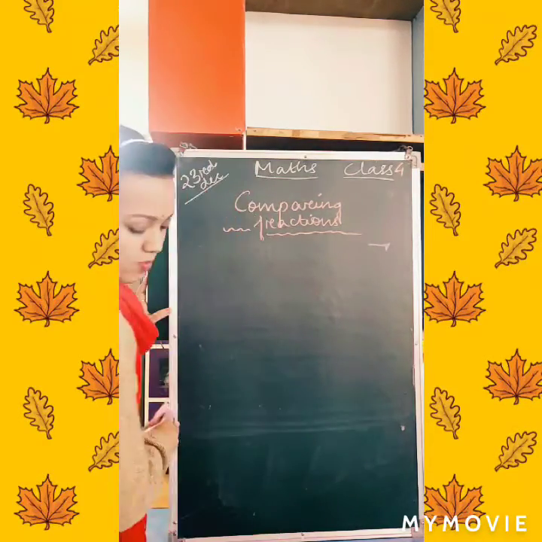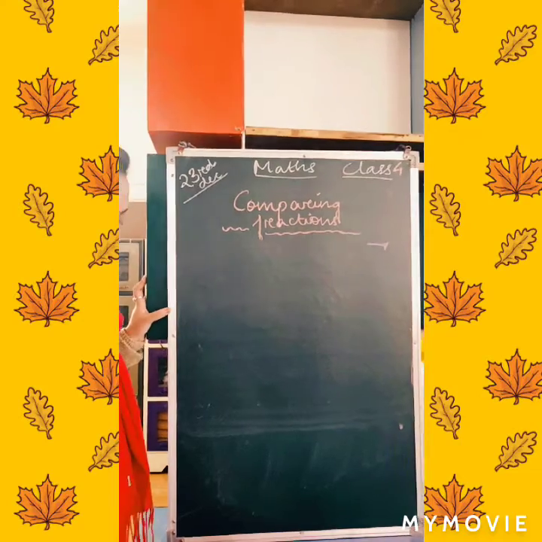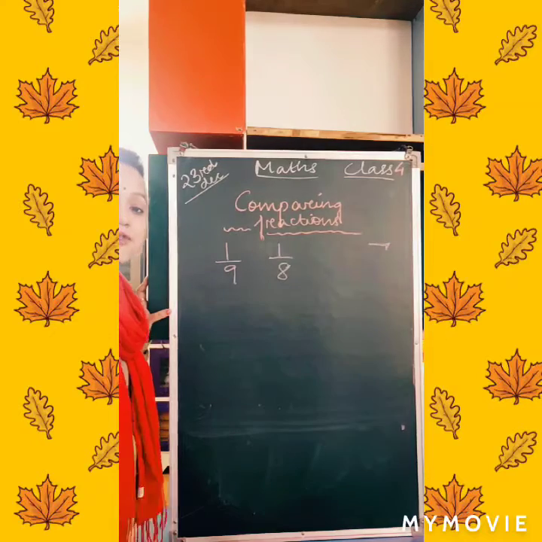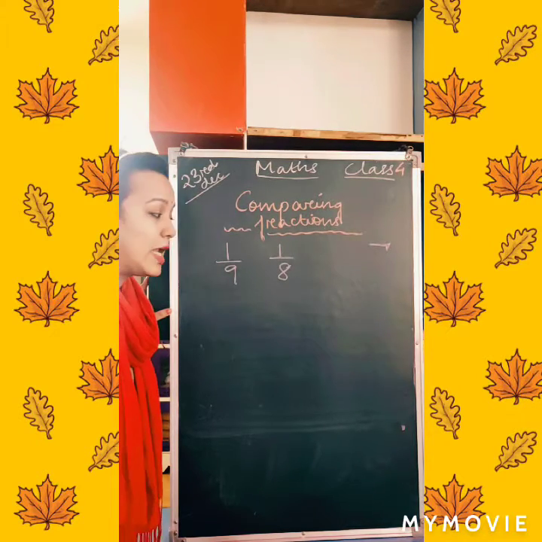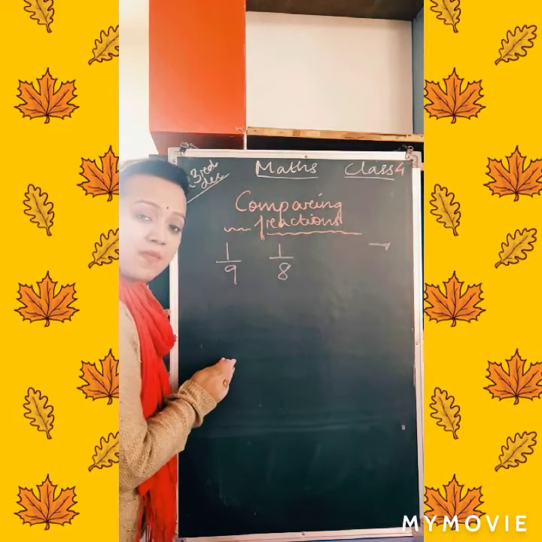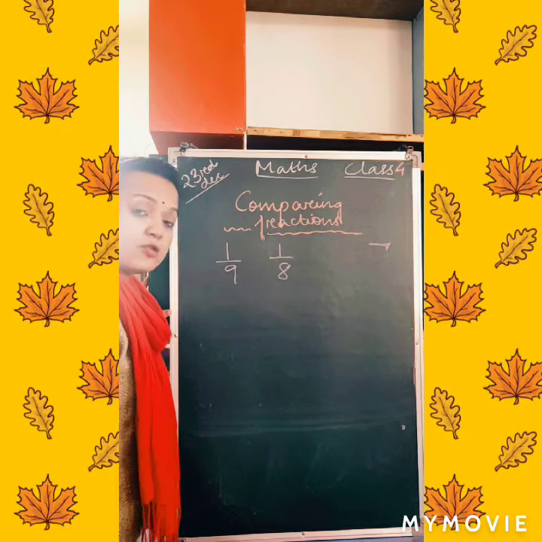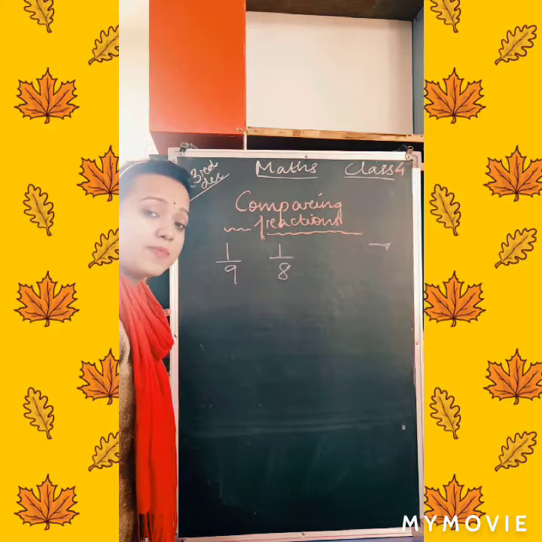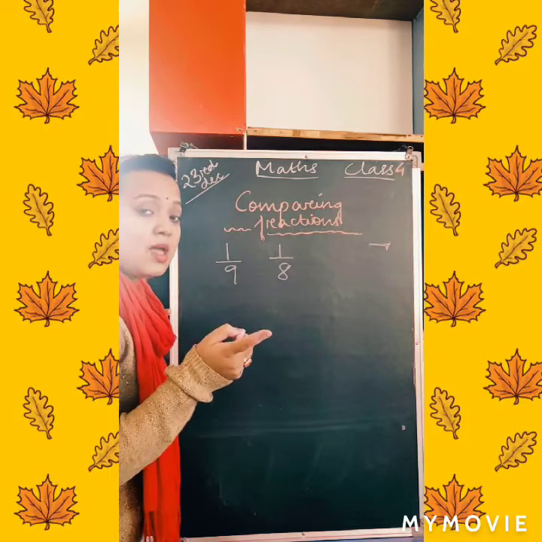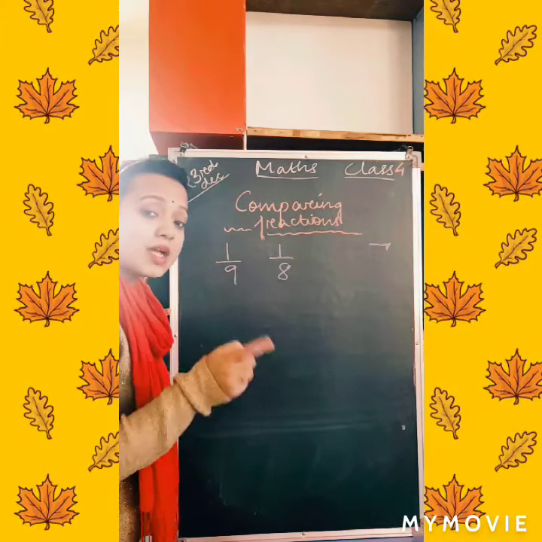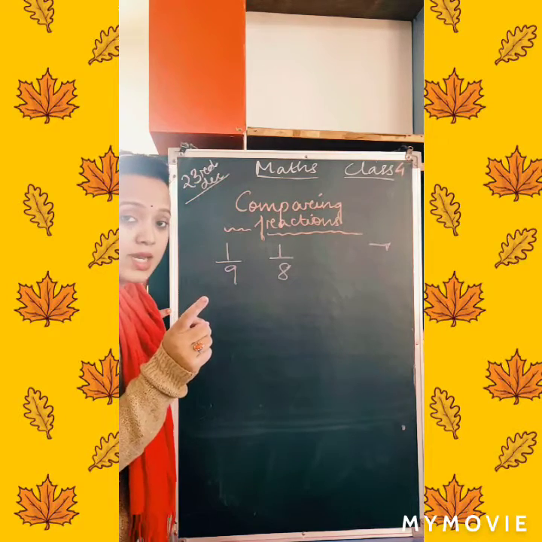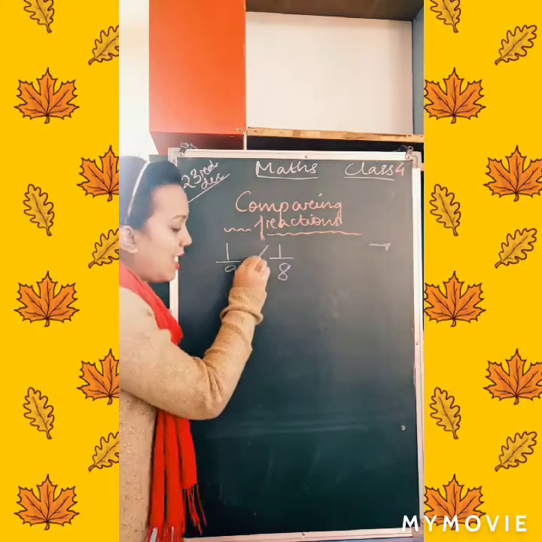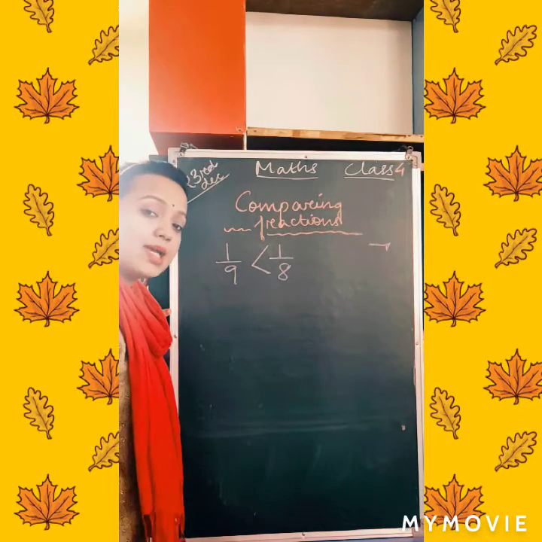Suppose now I give you a different number. Suppose I give you two numbers, 1 by 9 and 1 by 8. You have to tell me which number is greater. Now see here, both the numerators are same, but the denominators are different. So it is an unlike fraction. As I taught you just now, in case of unlike fractions, if the numerator is same and the denominators are different, then the fraction having the smaller denominator is greater. So out of 9 and 8, 8 is smaller. So 1 by 8 is greater than 1 by 9.